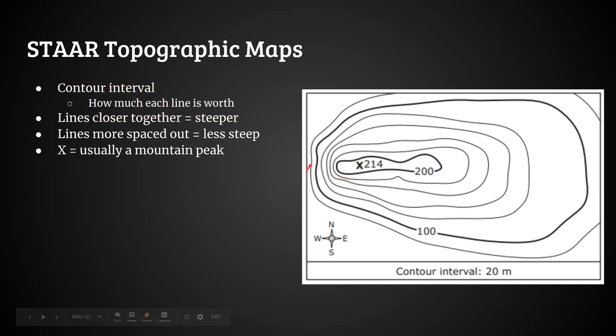The lines that are closer together mean it's really steep, because just think about it. You're climbing 1, 2, 3, 4, like 100 meters in this little tiny spot. So over here, where the lines are spread out, you're climbing more gradually, but 100 meters really close together is why that's steep. And X usually means a mountain peak is there, or something along the lines of that.